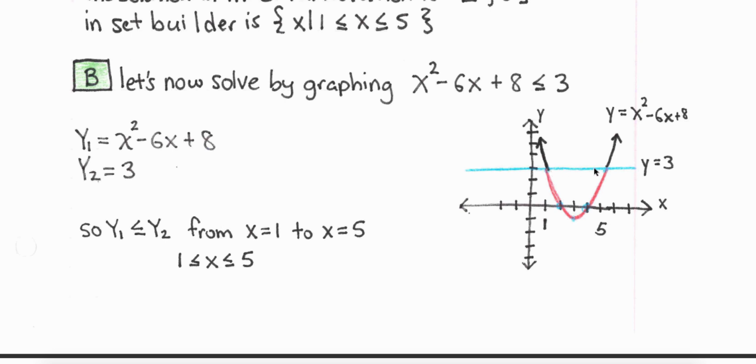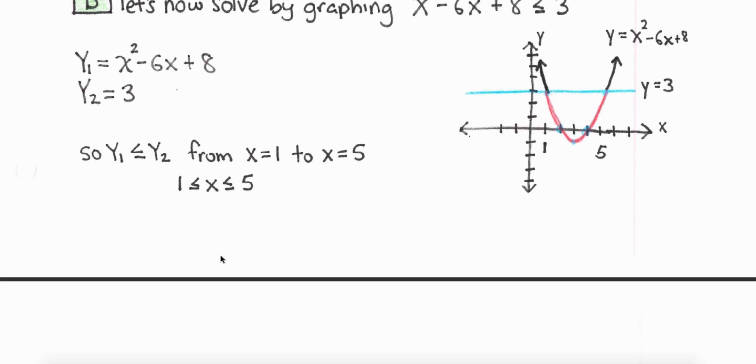And so if you look at the graph, you're going to see that it's below the line y equals 3 from 1 to 5 on the x-axis. And so again, the solution is the compound interval 1 less than or equal to x less than or equal to 5.